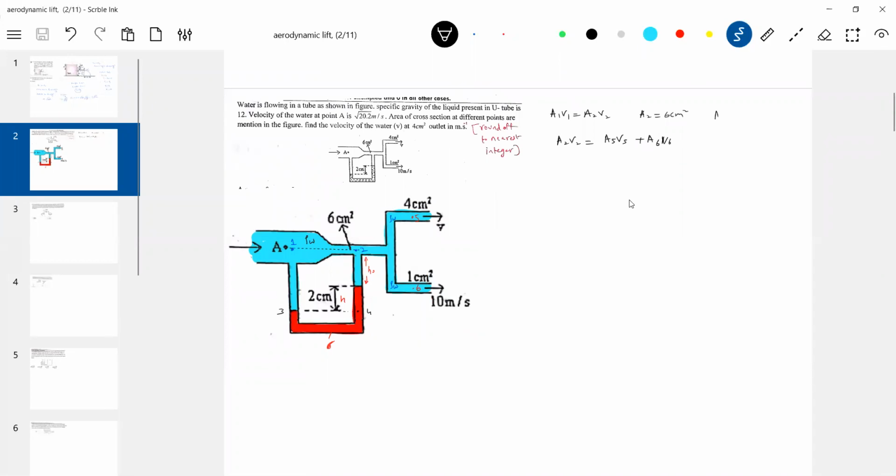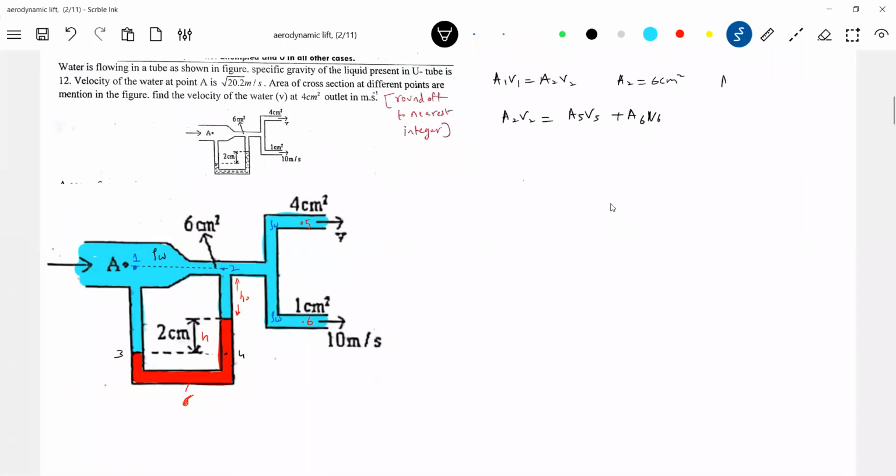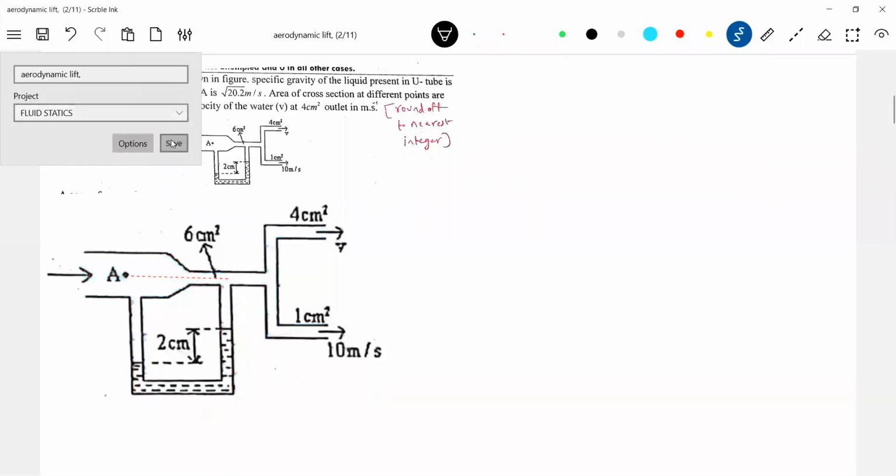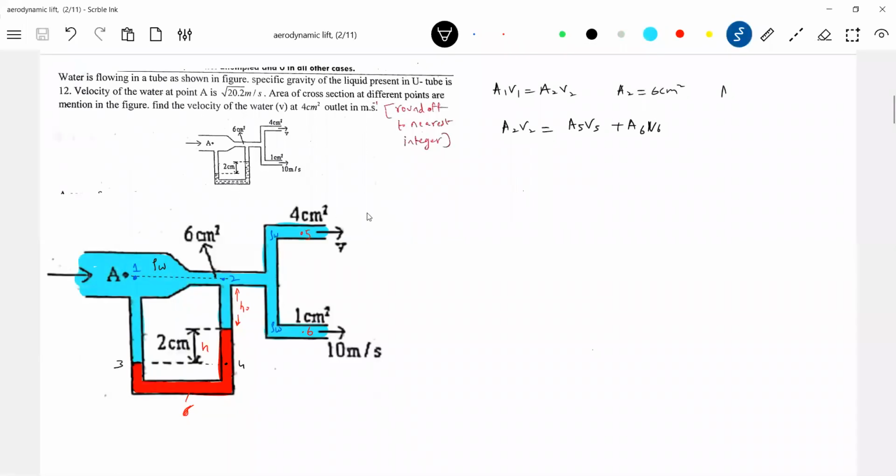Are you able to see all of you? Yes, sir. Just wait, the screen is not working. Okay, fine. Are you able to see? Yes, sir. Yeah, fine.